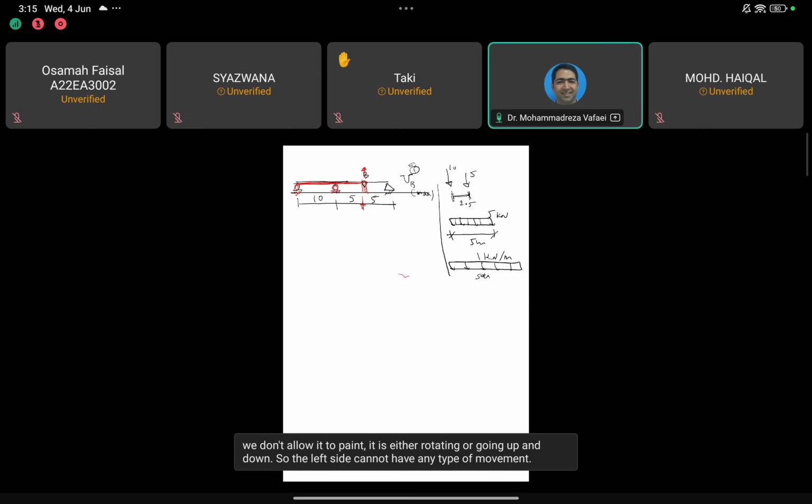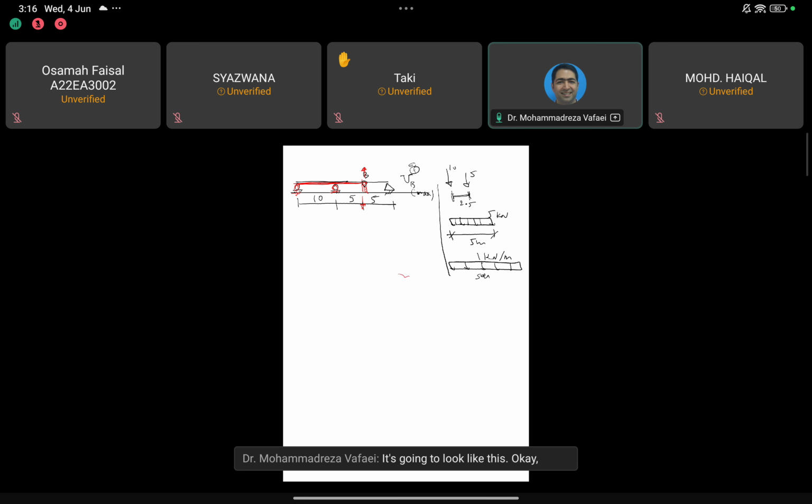But on the right side, we have a pin support over there, and this pin support allows rotation. So if I push that one up, basically it can rotate around this support, and from there I can get the influence line. If I want to draw the influence line, it's going to look like this.